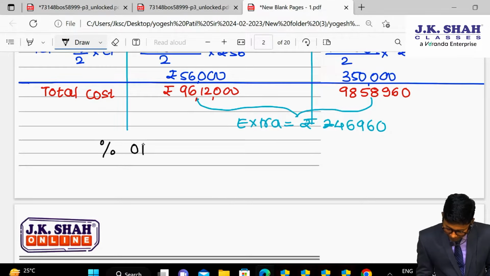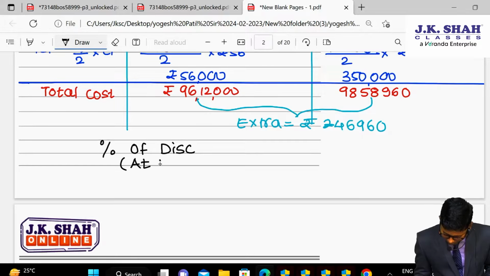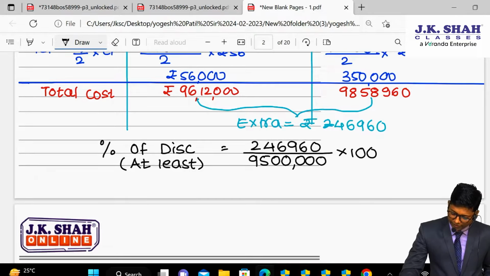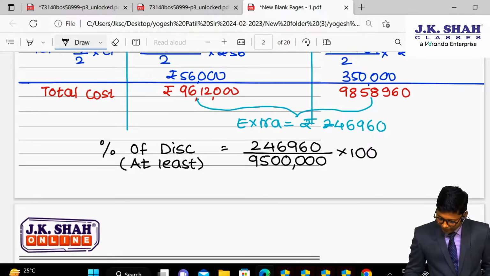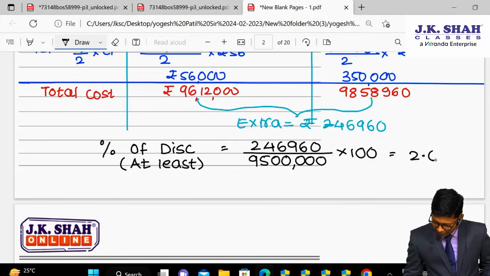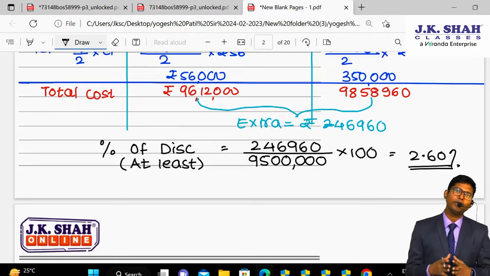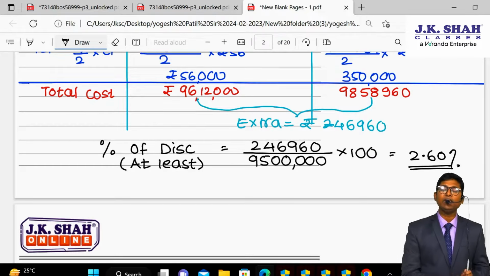Therefore, percentage of discount, let me write one word here, at least discount to be asked for is 2,46,960 on total purchase value of 95 lakh. If you want to express this answer in percentage form, you should divide it by 95 lakh and multiply by 100, and in this calculation you will be getting approximately 2.60 percent as your answer. This is the simple solution for question number 1 based on material costing concepts.